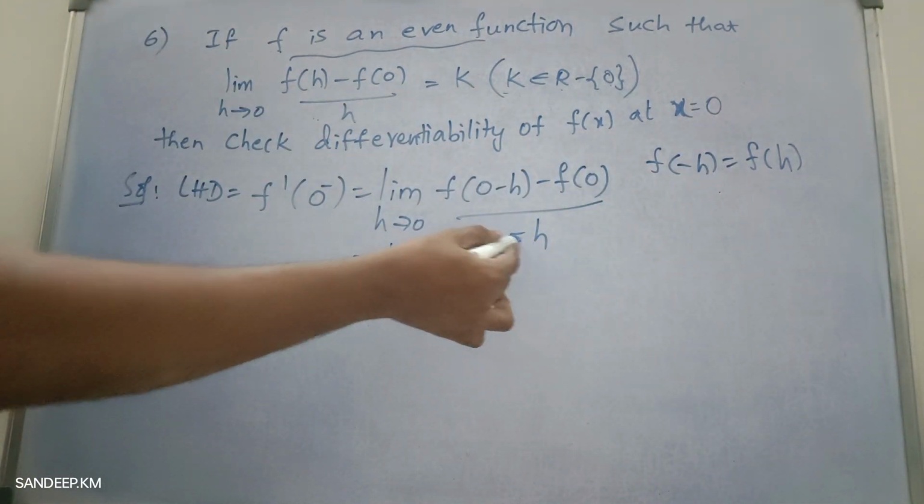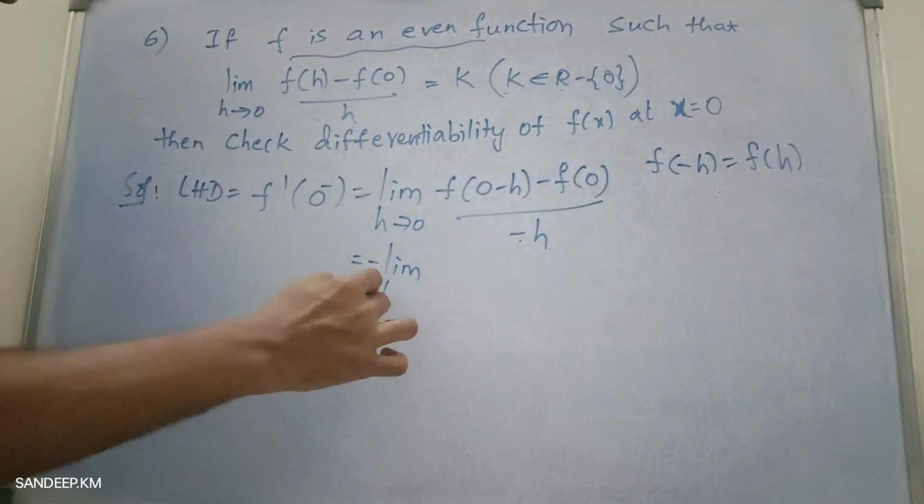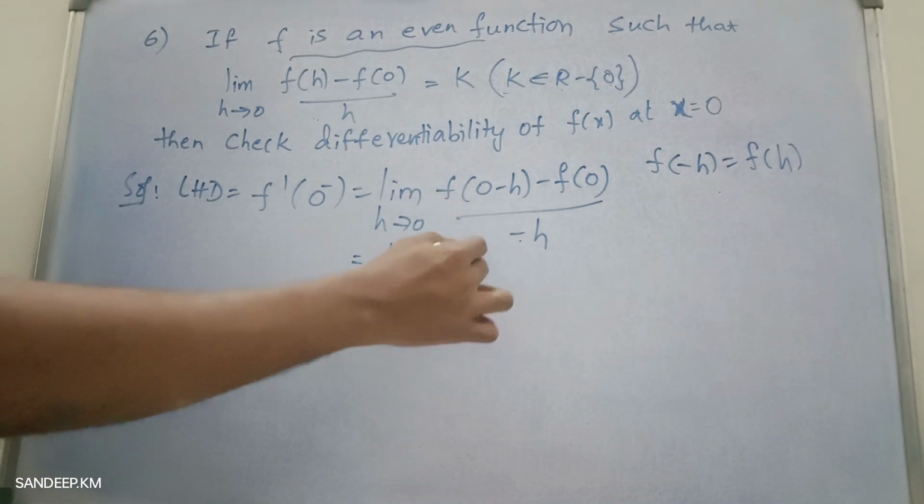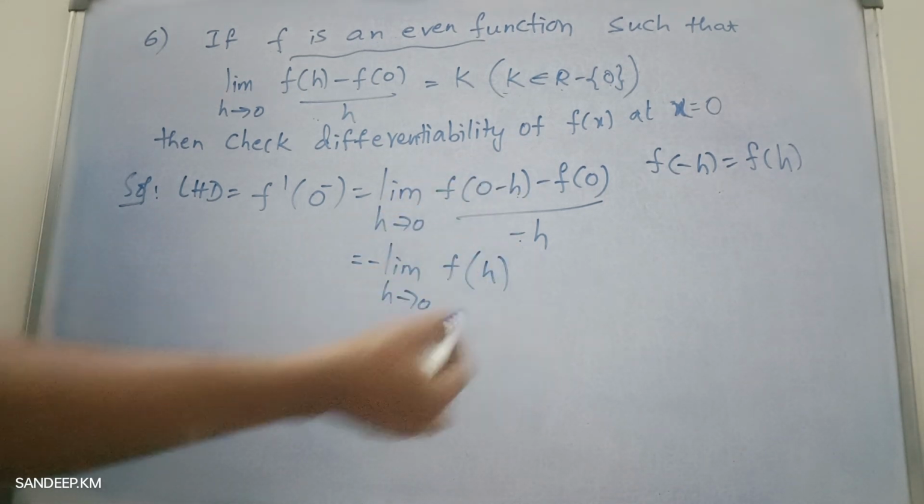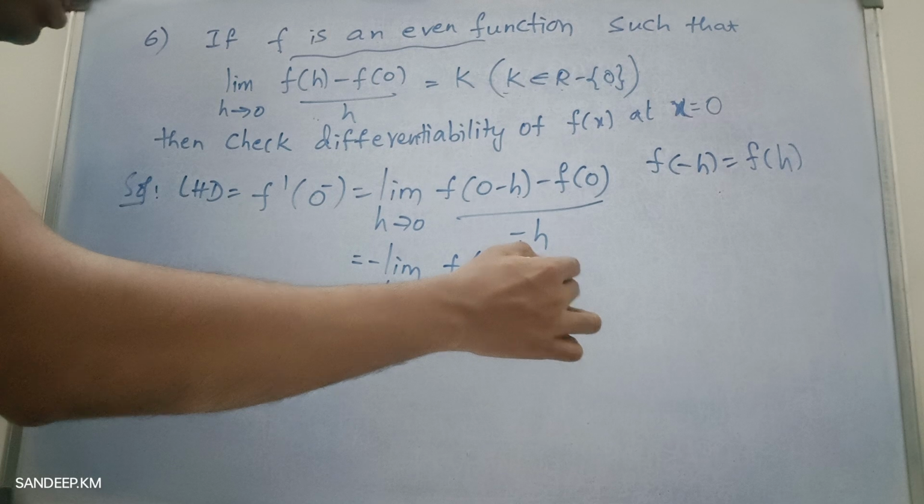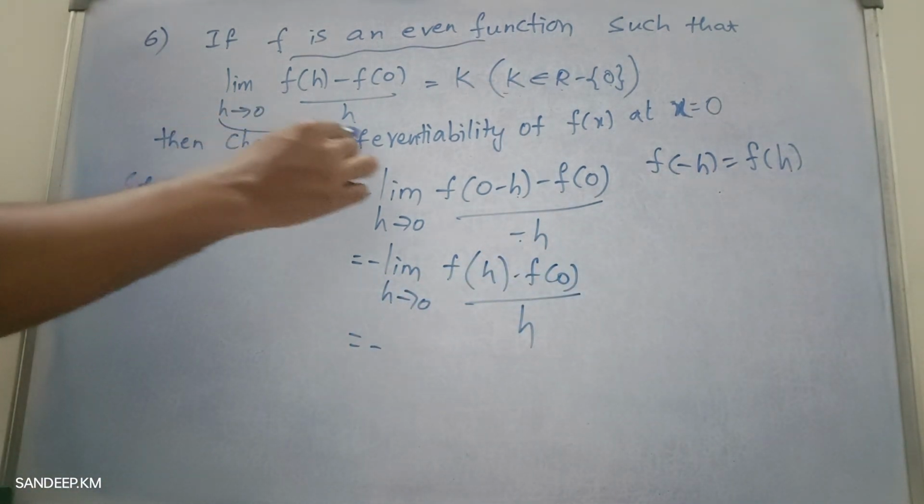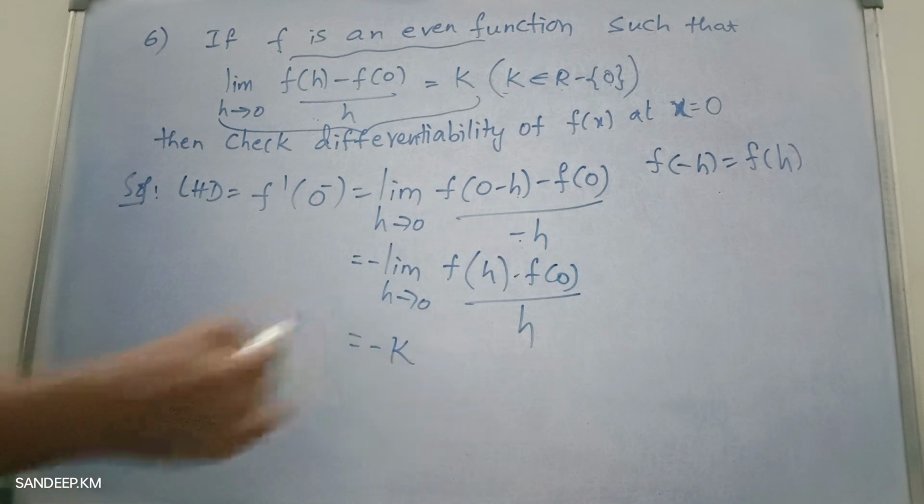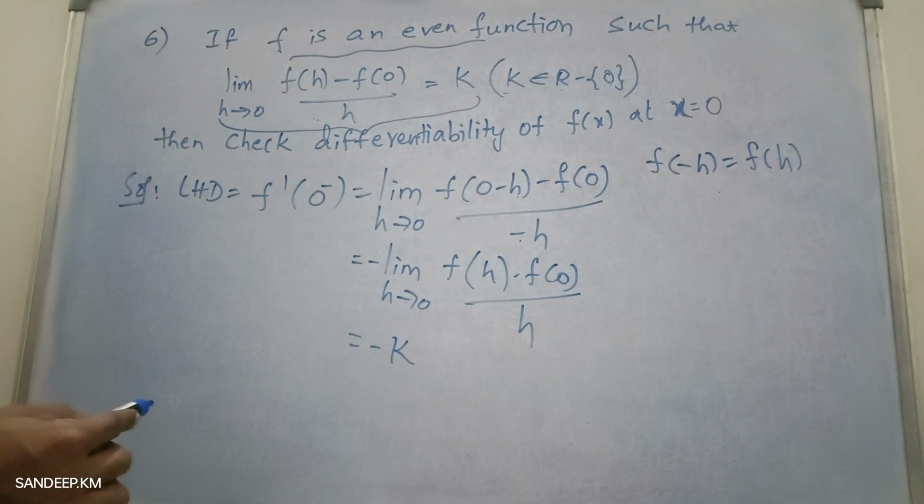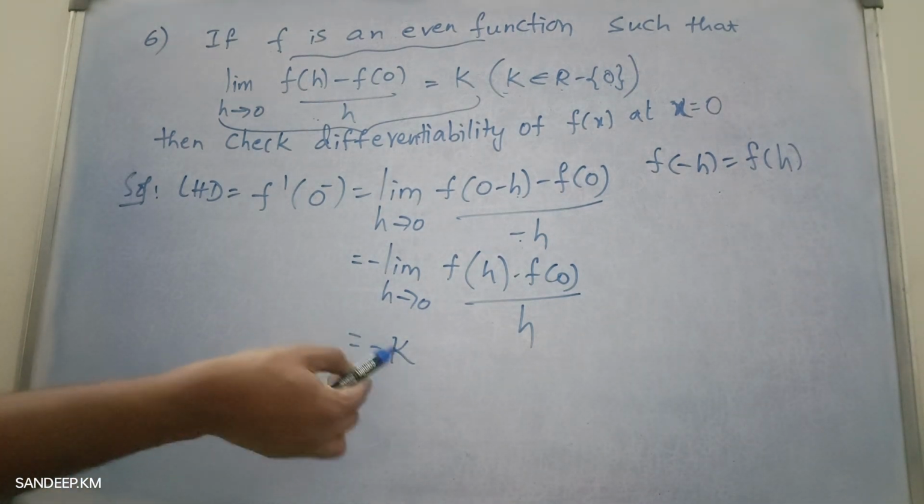And let me take this minus outside. So minus limit h approaches 0, f of minus h, which is the same as f of h, minus f of 0 divided by h. So minus, according to the question, this is given as k. So what is the answer? LHD. I got LHD as minus k, where k is not 0.